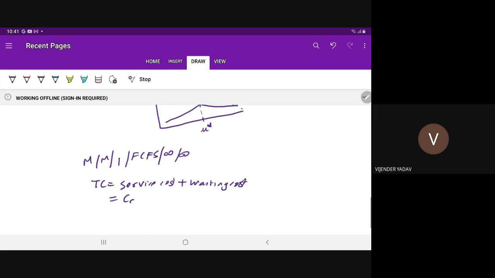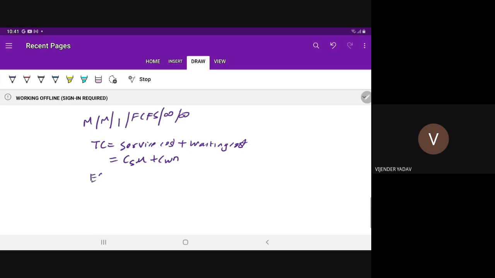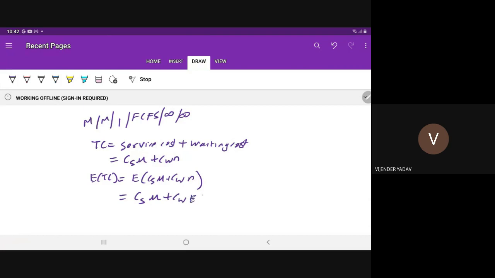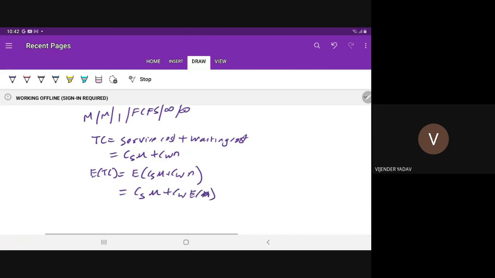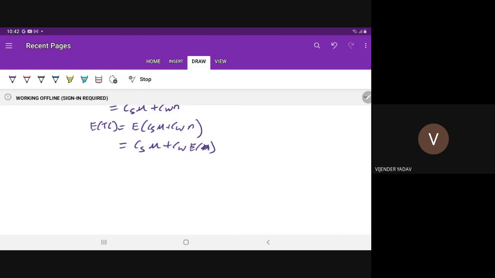Service cost is CS mu. Waiting cost is CWN. To compute the expected total cost per unit time, we take the expectation of CS mu plus CWN. CS mu is a constant, so it remains CS mu plus CW E of N. The expected number of customers in the system is L, so we can write CS mu plus CWL. For the single server model, L is lambda upon mu minus lambda, so CS mu plus CW lambda upon mu minus lambda.